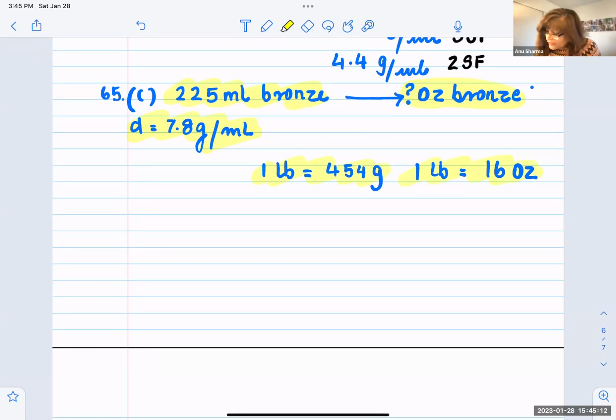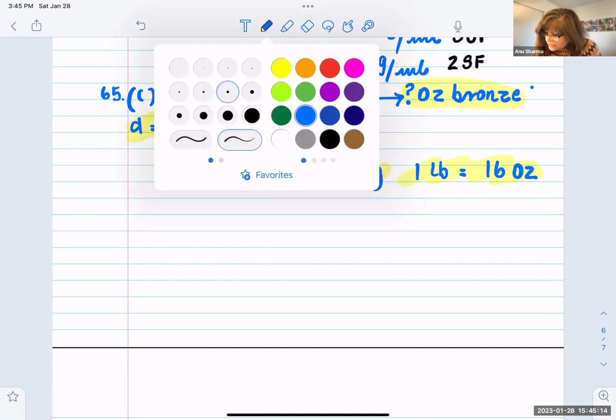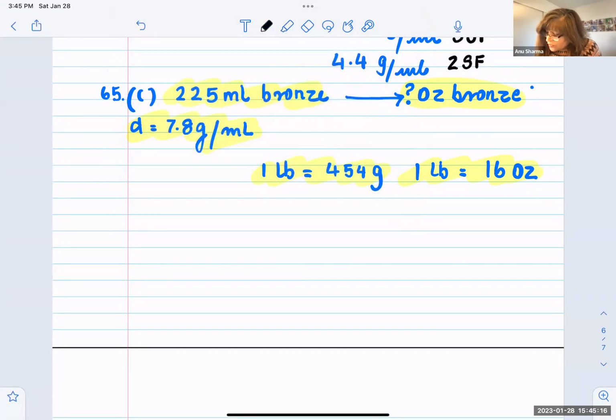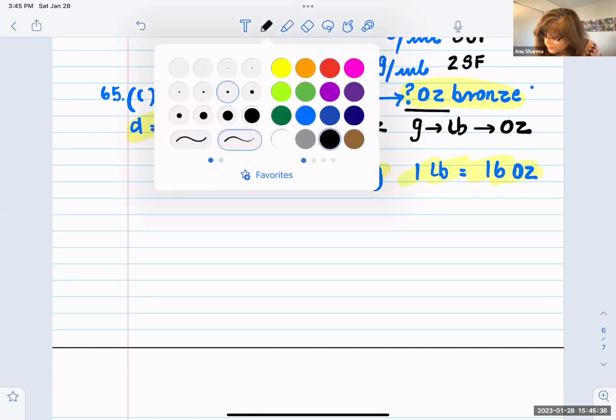Now, why do we need all this? Because the question is asking us in the ounces, and we are given the grams. And so we don't have a direct conversion of grams to ounces. Grams to ounces doesn't exist. You need to convert grams to pounds and then pounds to ounces. That's going to be the strategy. So how do we do that? And we need to eliminate the milliliters completely.